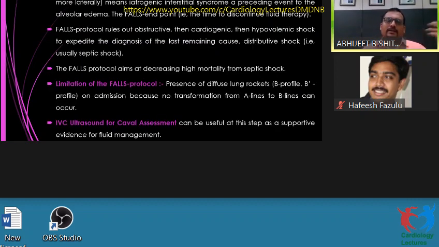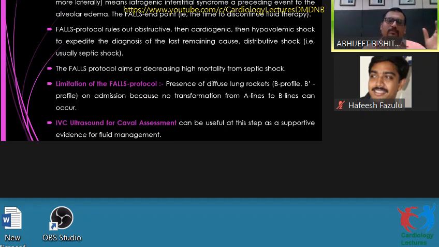Comes to the next step. If we have ruled out this hypovolemic shock, if no clinical improvement and appearance of the anterior A lines, search more laterally for an iatrogenic interstitial syndrome. That means you have started developing pulmonary edema because of the fluid challenges, a preceding event to an alveolar edema. This is called the FALLS endpoint. That means the time to discontinue the fluid therapy.